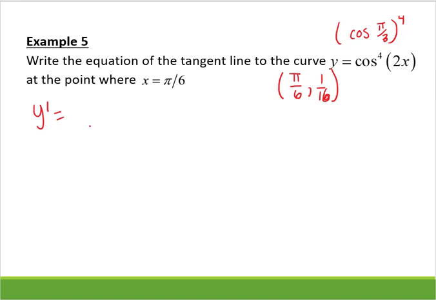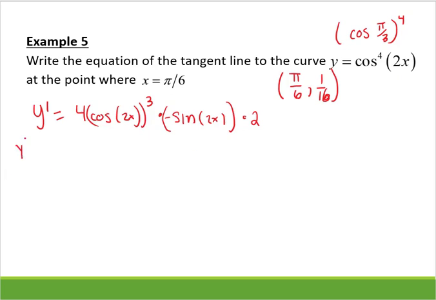Y prime. 4 cosine of 2x all to the third times by the negative sine, oh, I almost missed my negative, 2x. So I took the derivative of x to the fourth, I took the derivative of cosine. Now you have to take the derivative of the angle, the 2x. Okay, lastly is the derivative of that. One of my favorite questions is to put something with an angle in there because students often forget to do that.